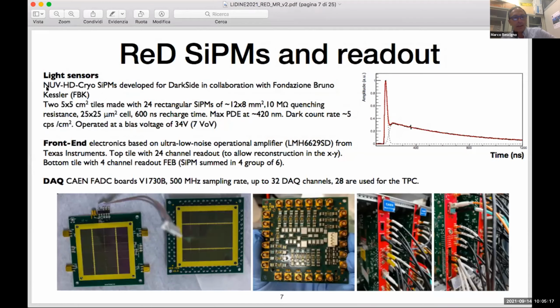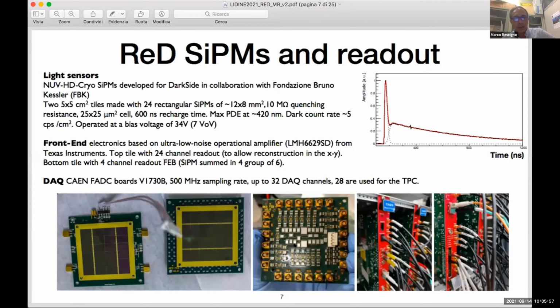The silicon detectors are NUV-HD-cryo type silicon PMs from Fondazione Bruno Kessler. This has been developed in collaboration with DarkSide and is a candidate technology for the large scale production needed for the DarkSide 20K experiment. We have 2 tiles made with 24 individual silicon PMs. These devices have a 600 nanosecond recharge time, a maximum PDE expected at 420 nanometers, and we operated them at 7 volt overvoltage. A typical signal is seen here in the plot on the right-hand side.